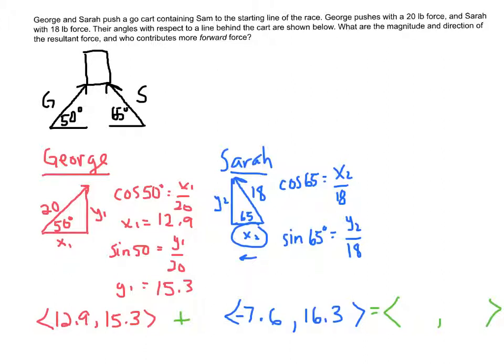And we should know that George and Sarah are pushing opposite horizontal directions, so they should cancel each other out somewhat. So what I'm going to do is I'm going to add the x components together, and then I'm going to add the y components together to get my resultant components. So 12.9 plus negative 7.6 is 5.3, and then 15.3 plus 16.3 is 31.6.